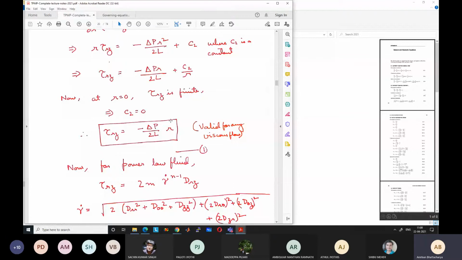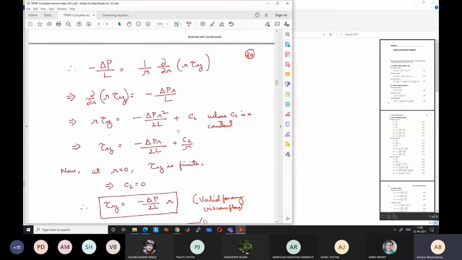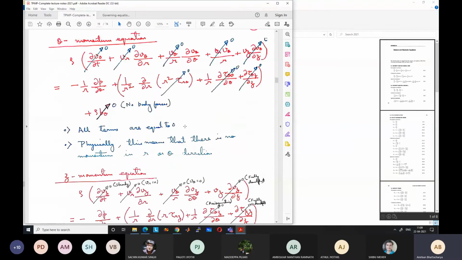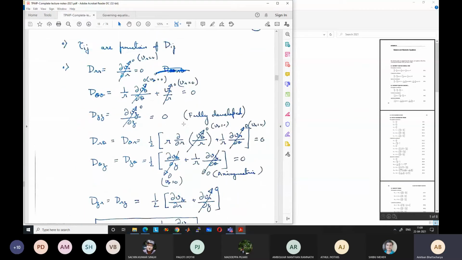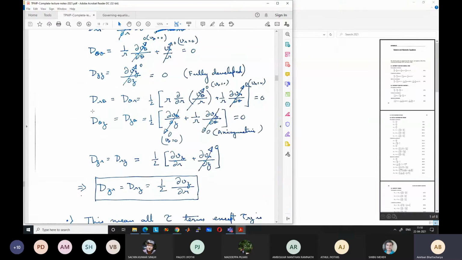So only tau rz existed, and all the other components of tau were 0. Similarly, we found that all the rate of deformation components were also 0: drr, d theta theta, dzz, dr theta, d theta z. The only component present was drz, which we found to be equal to half dou vz by dou r. So this was the only component present, and accordingly tau rz was the only shear stress component.